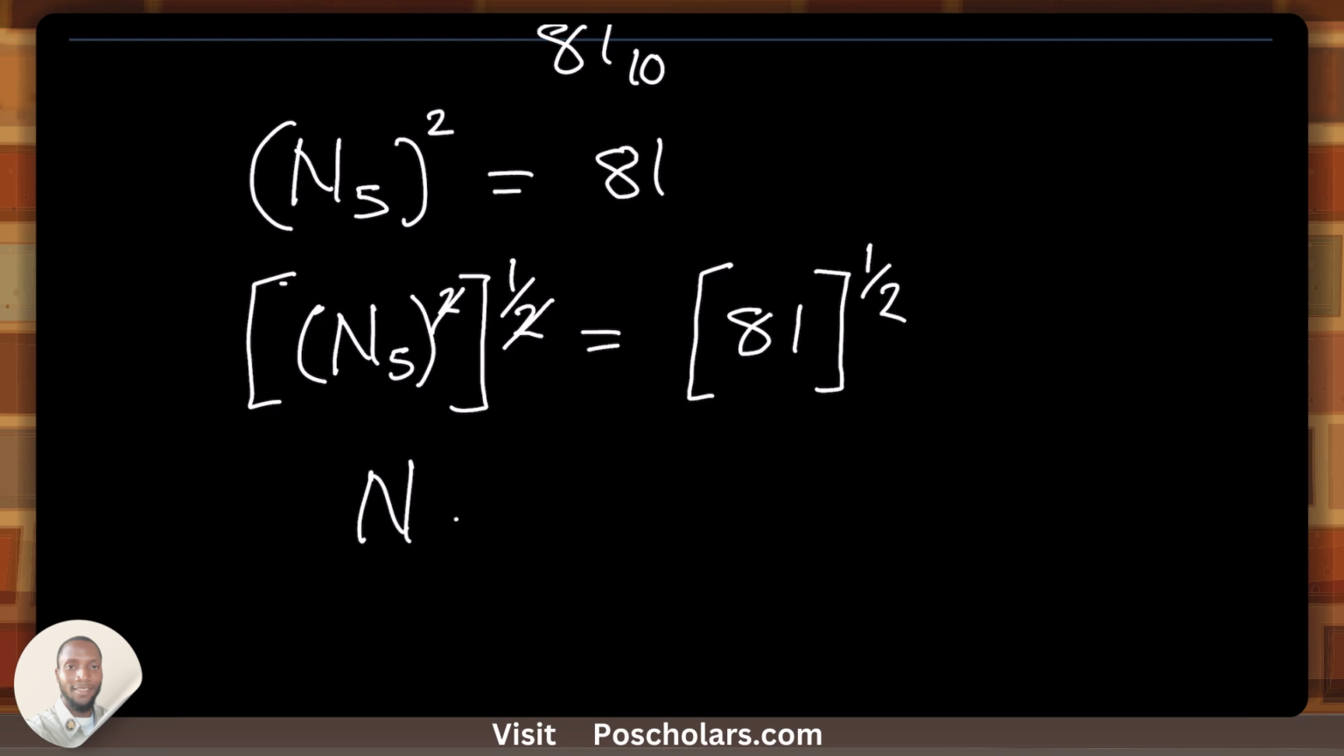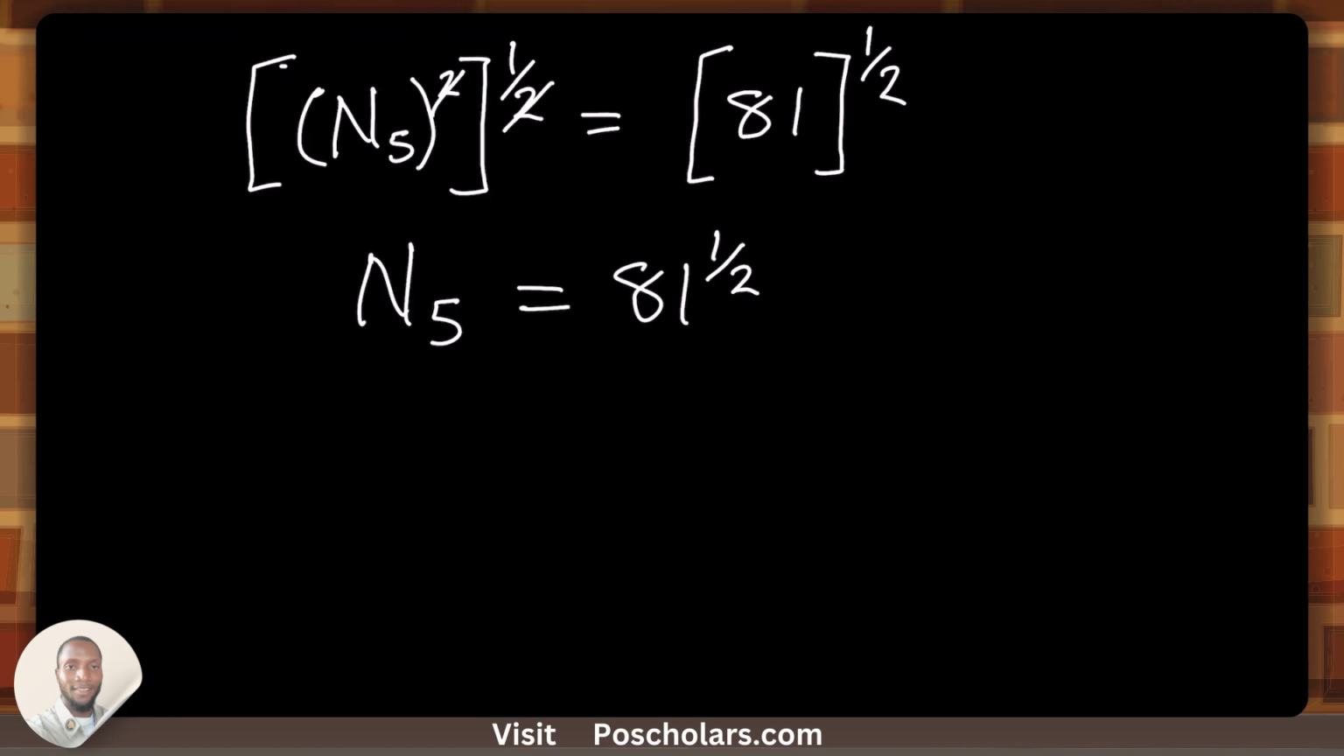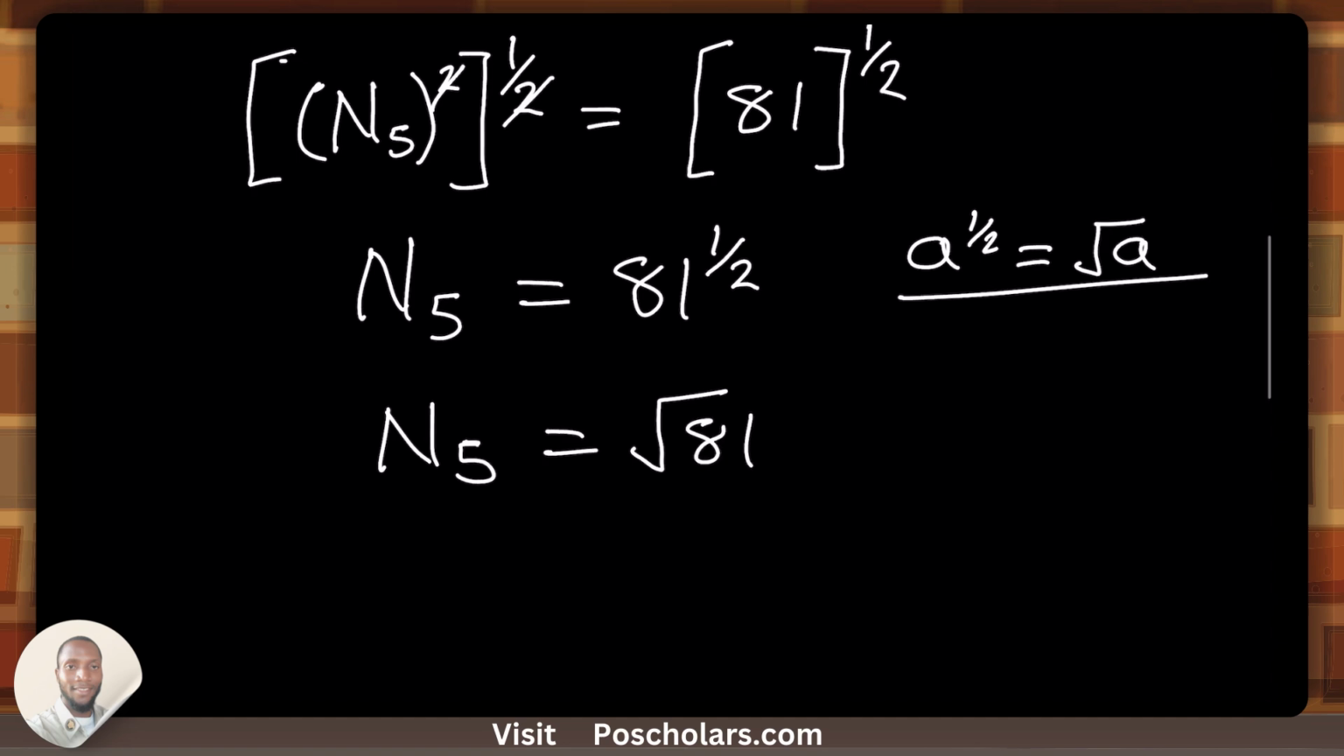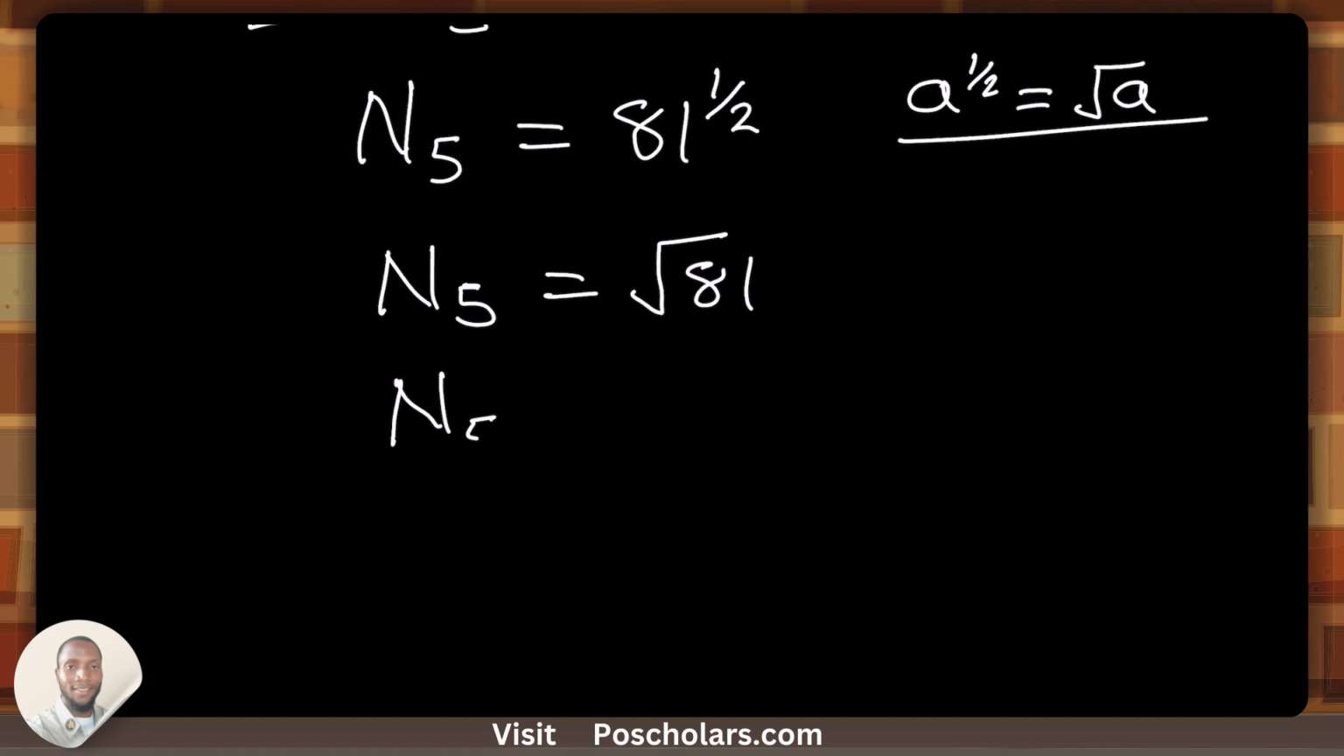N base 5 equals 81 raised to power 1 over 2. Now this looks like the law of indices. The law of indices says that a raised to power 1 over 2 is the same thing as the square root of a. So 81 raised to power 1 over 2 becomes the square root of 81, right? So n base 5 equals the square root of 81, which is 9.